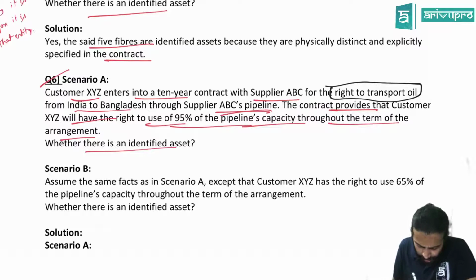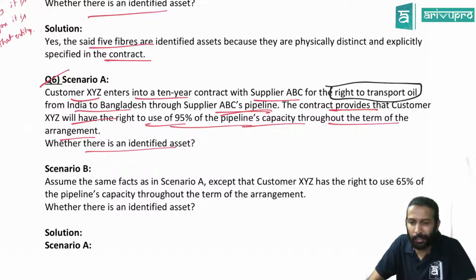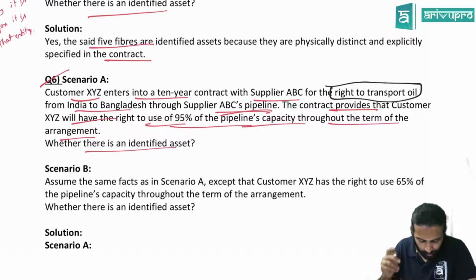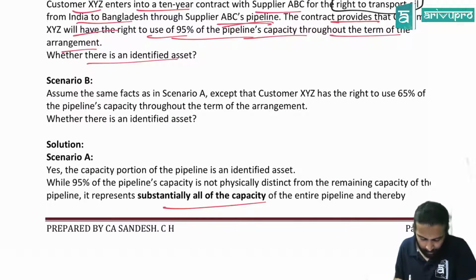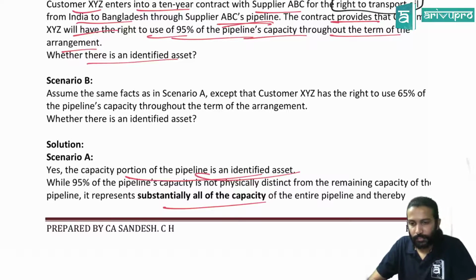Here substantial capacity usage is there. And substantial usage is there, means substantial benefits also you will get. Therefore it will be what? Identified assets. This capacity portion of the asset will be treated as identified assets. Got it? That's the first scenario.